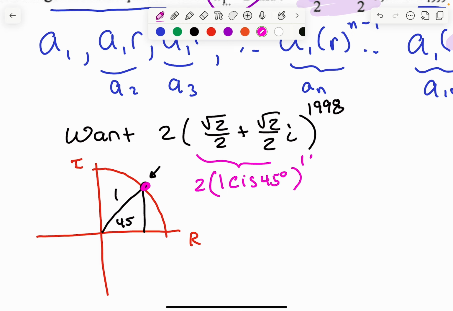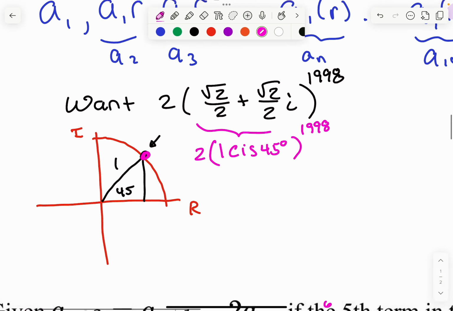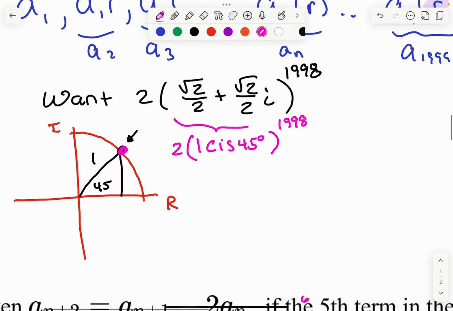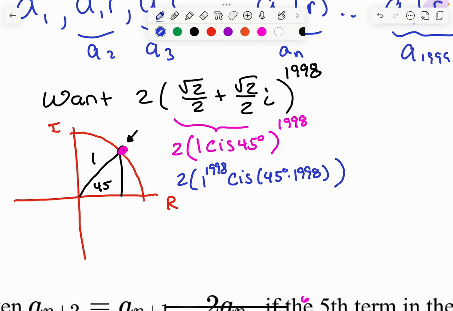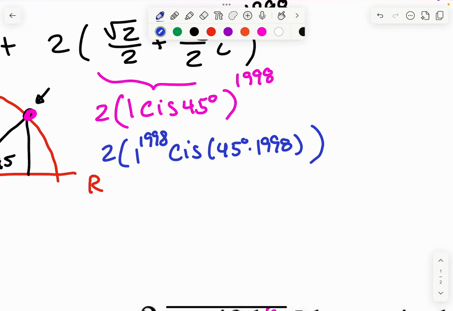So now I've turned it into a form that's more manageable. So now this is 2, and then this is 1 to the 1998 if I use De Moivre's theorem, and then this is 45 degrees times 1998. Okay, we're still not done. I've got to figure out what's going on here.